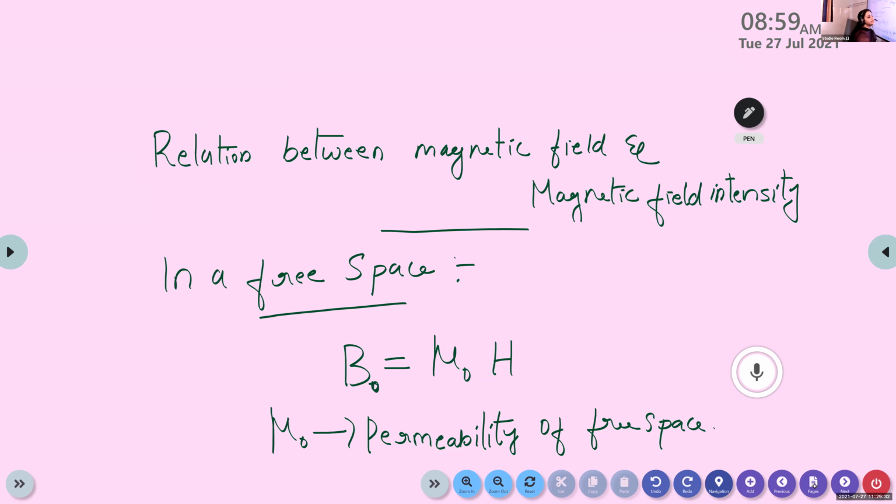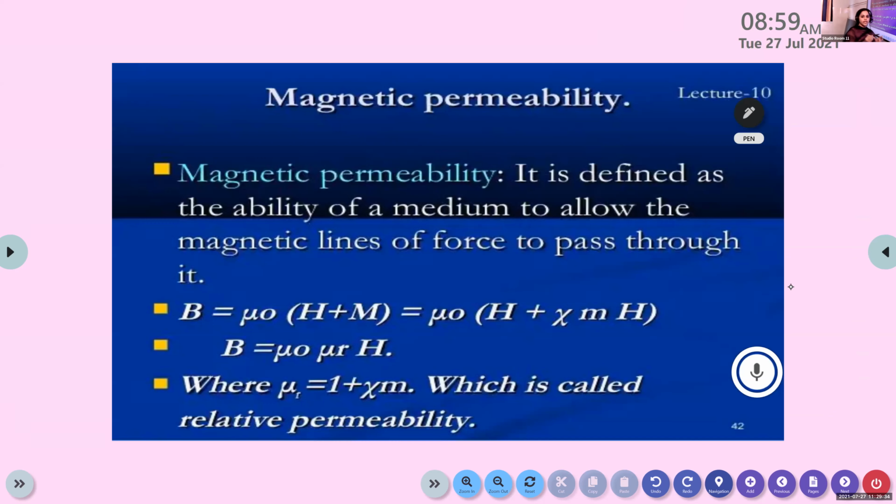Okay, now let us see the next parameter associated with the magnetic properties, that is magnetic permeability. Just similar to electric permittivity: in electrostatics, we discussed the term permittivity, epsilon zero, that is, the ability of the electrostatic field to pass the electric field lines.